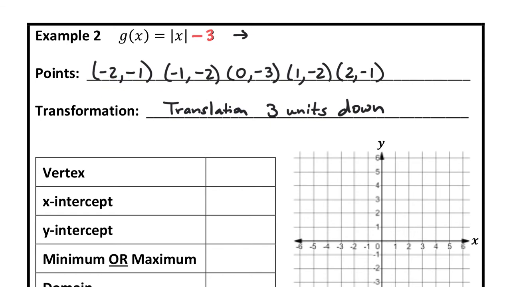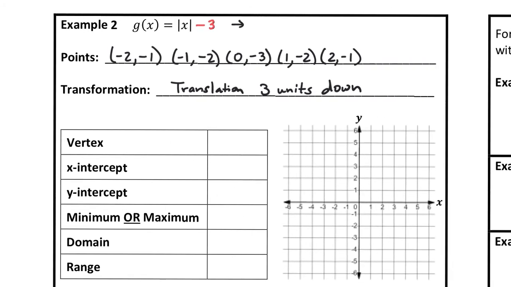Okay. So let's plug in these points. Let's start with negative 2, negative 1. Actually, let me zoom out a little bit, just enough so we can see the graph. Okay. Negative 2, negative 1 is right here. Next one is negative 1, negative 2. So that means left 1, down 2. The next one is 0, negative 3. The next one is 1, negative 2. 1 to the right, down 2. And then the last one, 2, negative 1. That means to the right 2 and down 1.